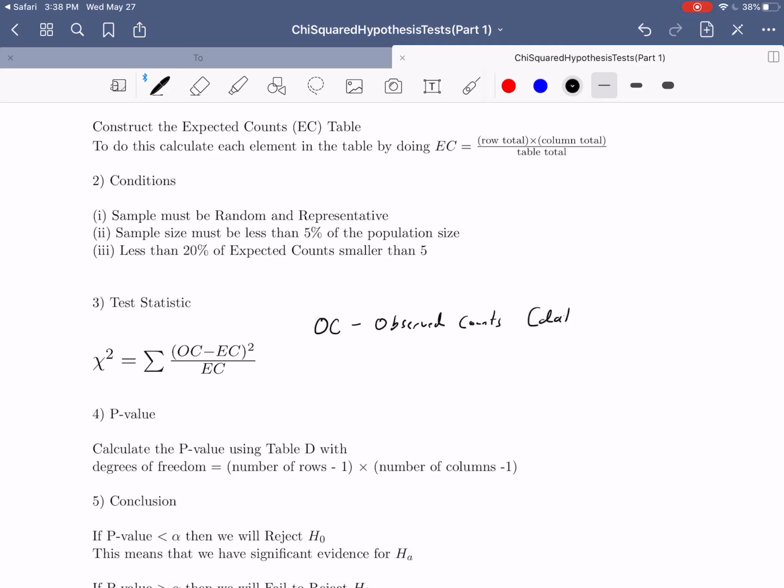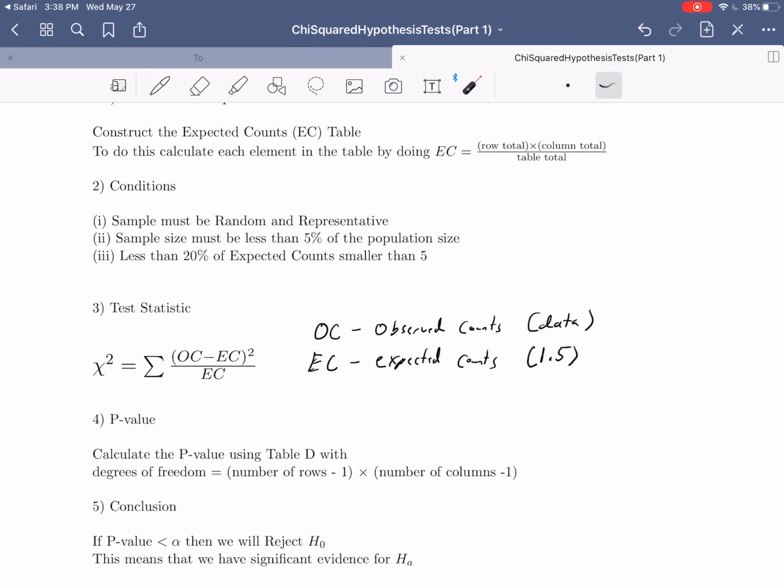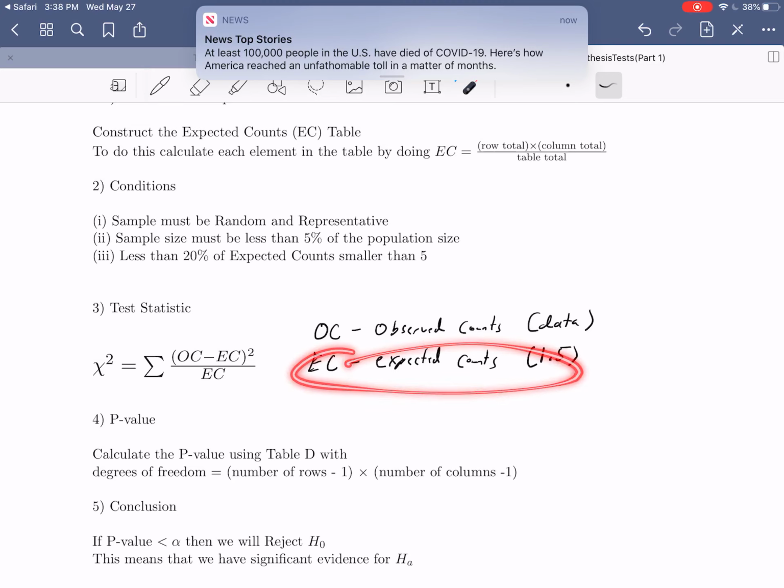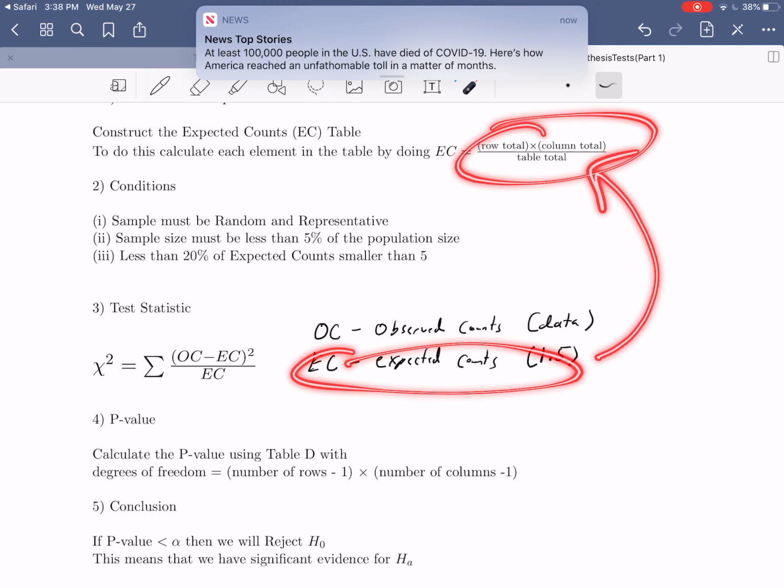That's your actual data. That is what you observed happen. That's basically how many people fell into each category in your two-way table. And the expected counts, the EC, that's what you've determined in that step 1.5, right? So that's exactly what you're doing right here.